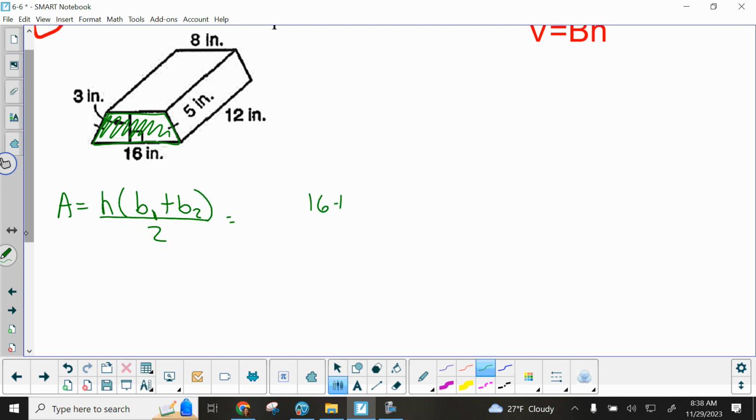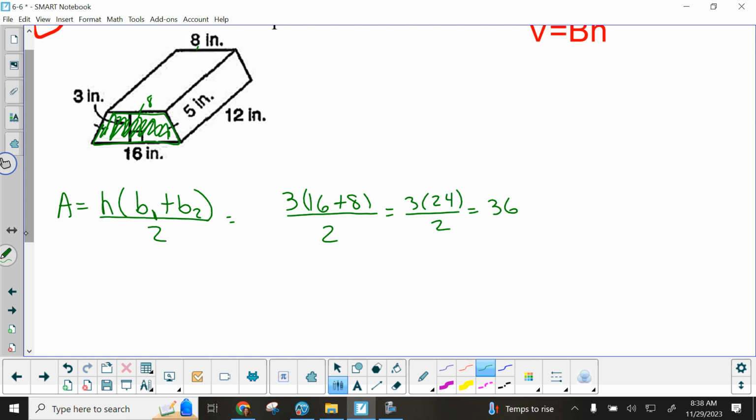And then the other base I can see right here is 8. The height of my trapezoid, remember, it must be perpendicular between the two bases. So that's what the 3 is pointing to. And then I divide by 2. So I've got 3 times 24 divided by 2. So that's 36 for the area of this base.